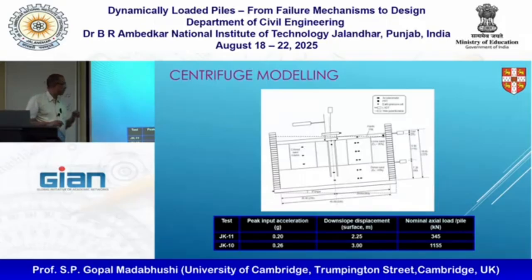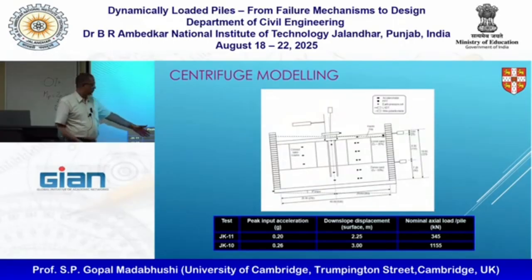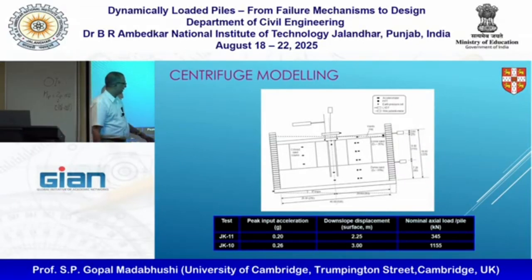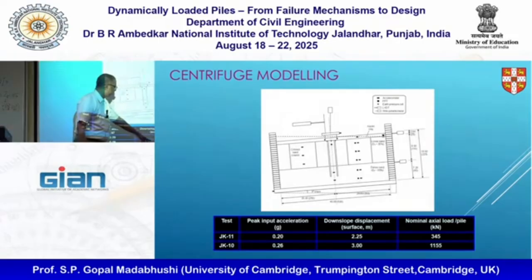One of the things, I can put acceleration, one was 0.2, the other one was 0.26, but as I said, these have very little influence on the liquefaction. Once it's above 0.1 g, it will liquefy the soil. So that's not a big deal. The slope heights are 2.25 meters and 3 meters. Not of the pile, sorry, the slope.